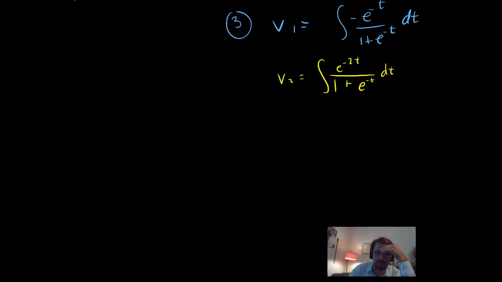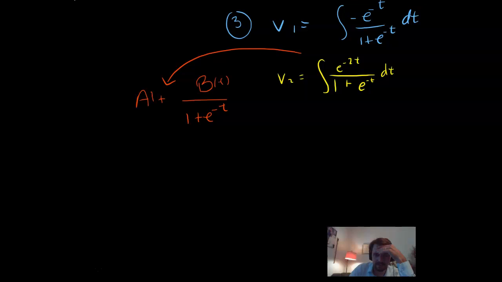Here's the clever trick. What if I wanted to write this fraction as some number plus some other number over 1 plus e to the negative t? And these could be functions of t. They don't just have to be constants. If I wanted to write it that way, well, there's a couple possibilities. Maybe a is just 0, and b is just e to the negative 2t, but there might be other ways.